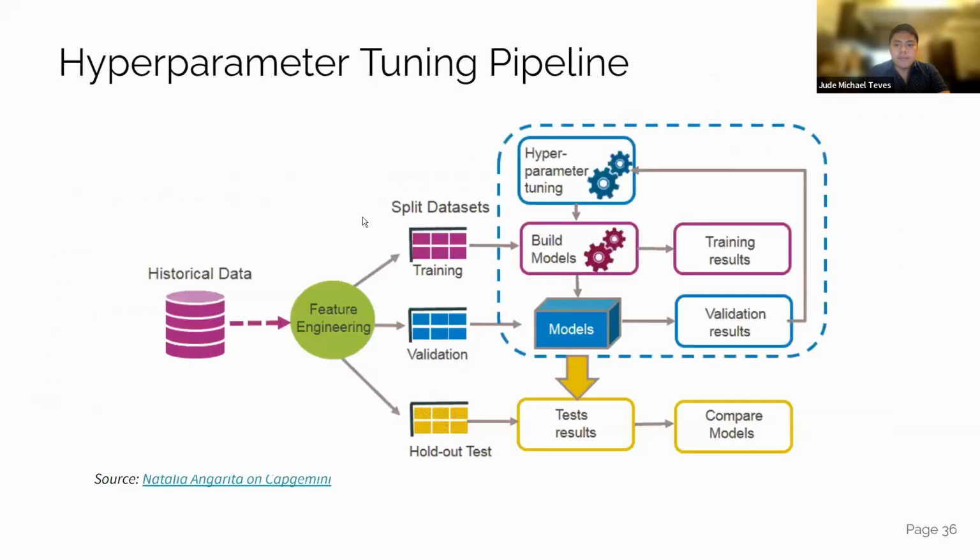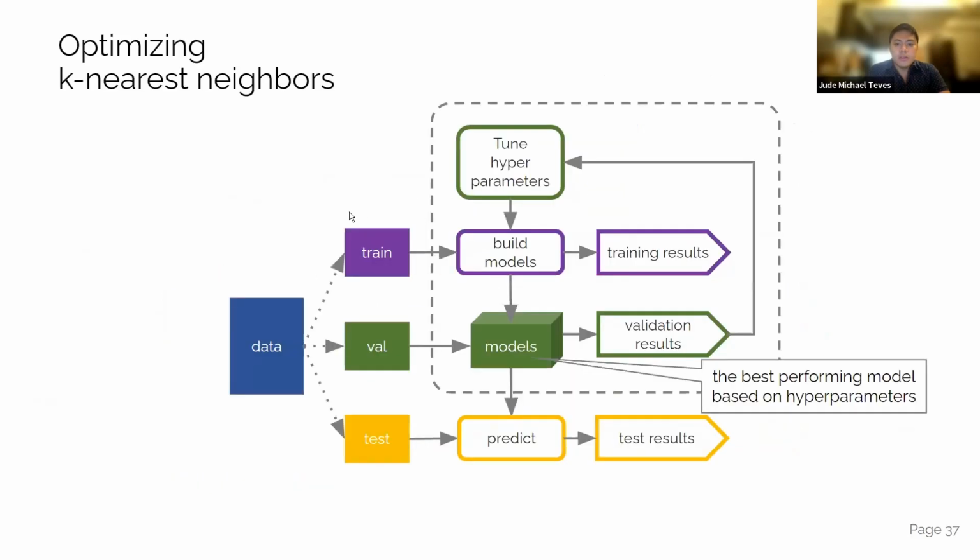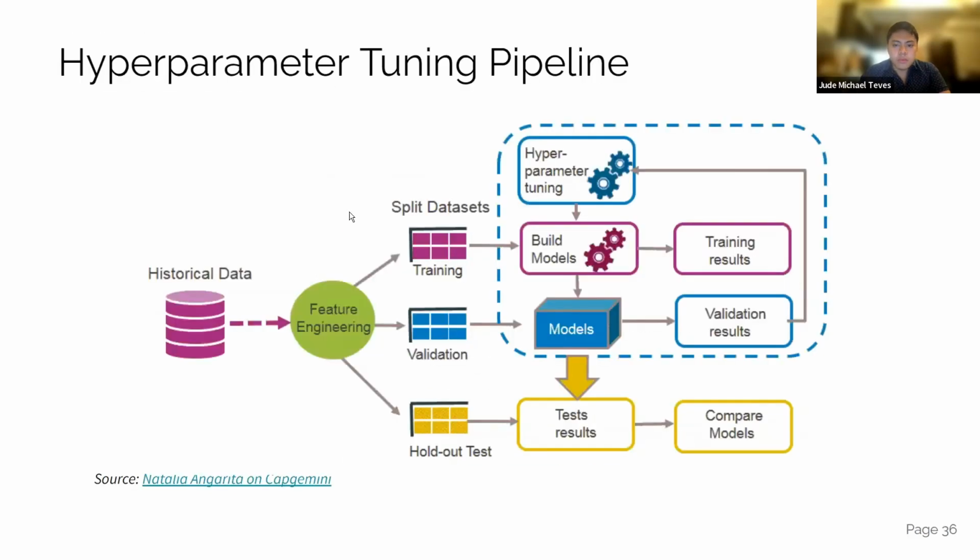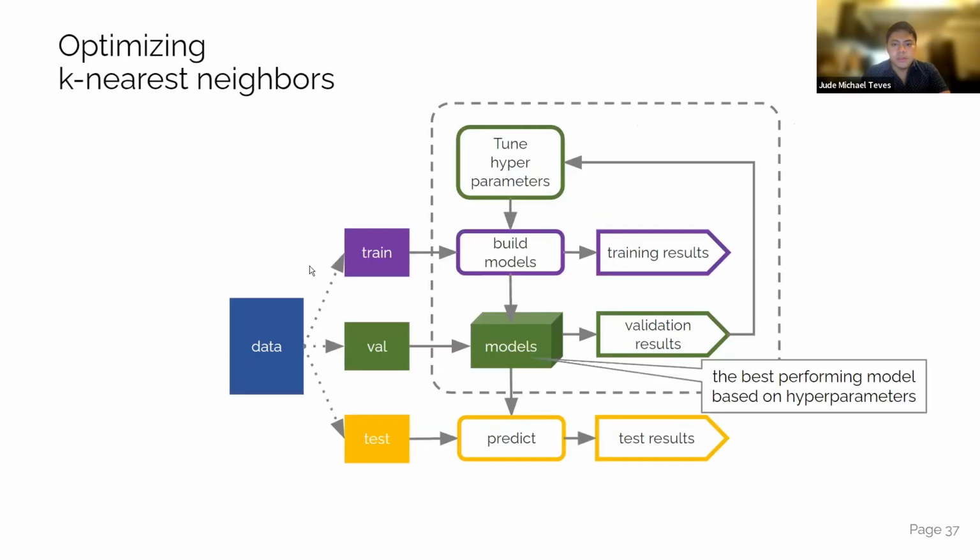Hyperparameter tuning. I don't need this part. I've already shown this to you before, and this one I've also shown to you before. If you're optimizing for k nearest neighbors, you try to come up with different k values and see which one of them performs best on the data set that you have. It is also the same for any other machine learning model.